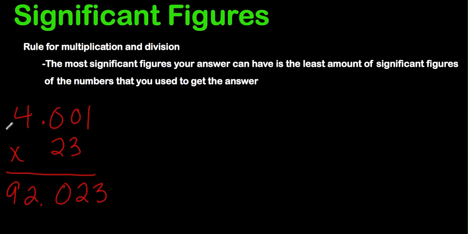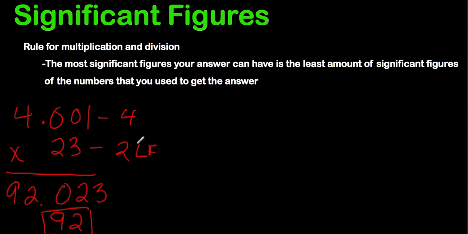But what we have to do is look, what did we start with? This one, according to our rules, has 4 significant figures, and this one has 2. This is our limiting factor. Put a limiting factor, LF, right here. That means we can't have any more than 2 significant figures in our final answer. So this really becomes just simply 92.